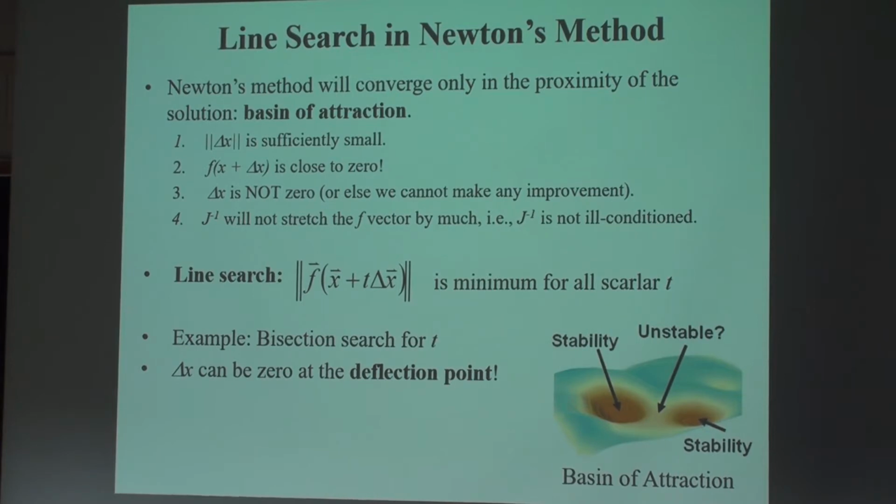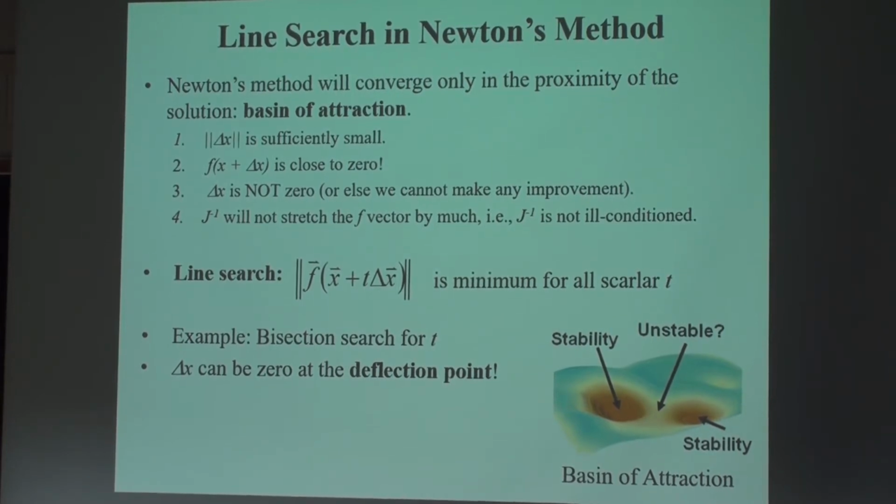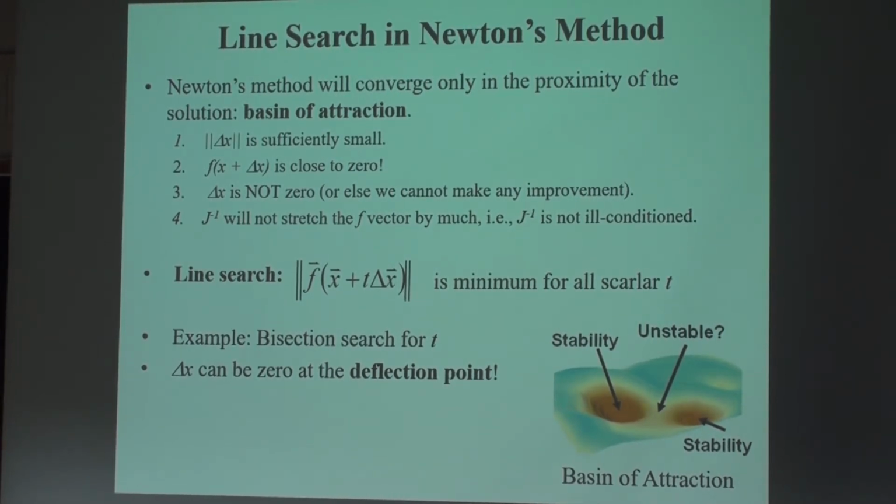T can never be negative. Go ahead. The direction is correct. It's just that you don't know what the magnitude to take is, right?